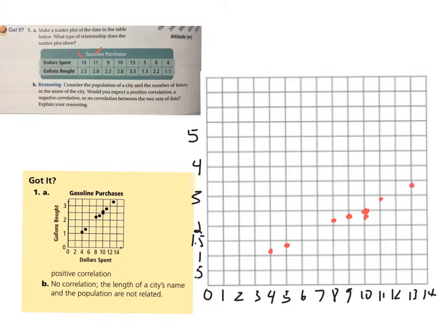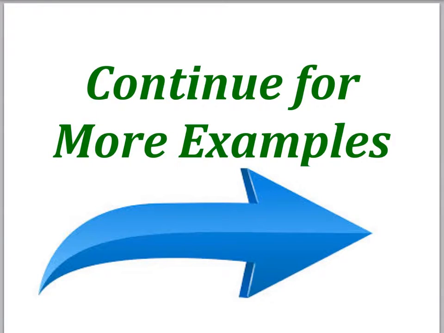Part B, consider the population of a city and the number of letters in the name of the city. Would you expect a positive correlation, a negative correlation, or no correlation between the two sets of data? Okay, so again, listen to the question. Population, number of letters in the name. Those have nothing to do with each other. Nothing at all to do with each other. So you'd be like, no correlation. Probably all over the place. It'd be kind of fun to see that plotted somewhere, but it would be all over the place. Go ahead and continue for more examples from me.